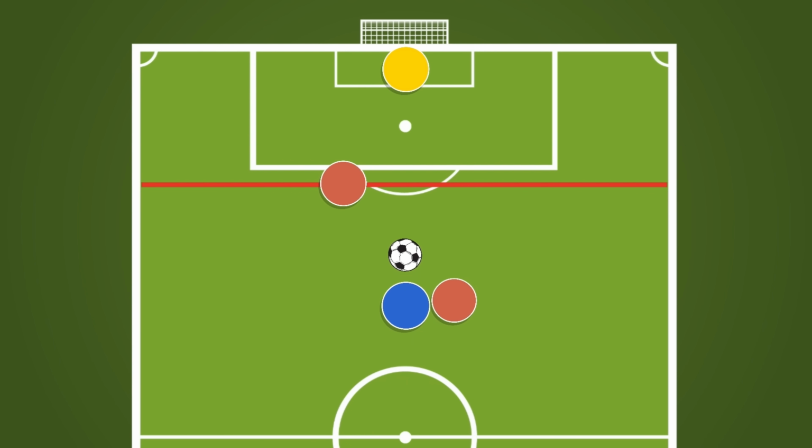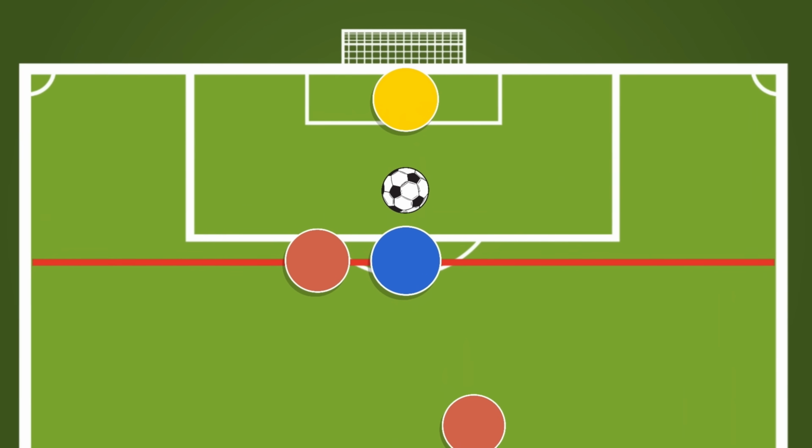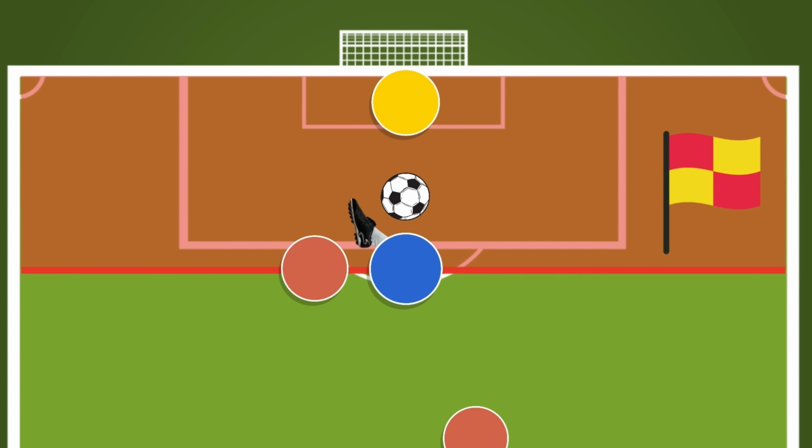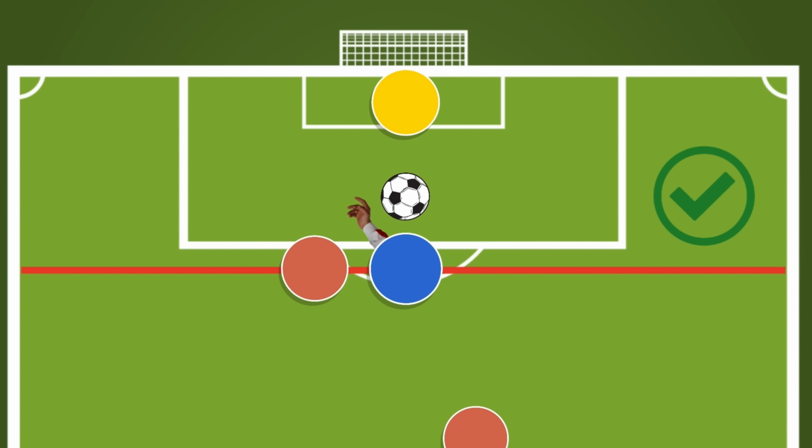Firstly, it was determined that a player is only offside if a part with which they can play the ball is ahead of the last defender. That means if the arm crosses the line, it doesn't count and remains allowed, something that further favored the attack.